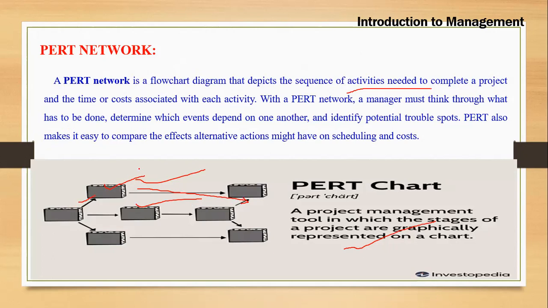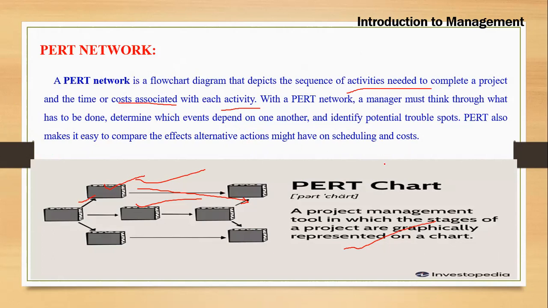So we represent all these things through a diagram, and we can come to know, okay, this is how we can get the output in that specific time period, with that specific cost and that specific activity, and it will take this much time. With a PERT network, a manager must think through what has to be done, determine which events depend on one another, and identify potential trouble spots. PERT also makes it easy to compare the effects alternative actions might have on scheduling and cost.